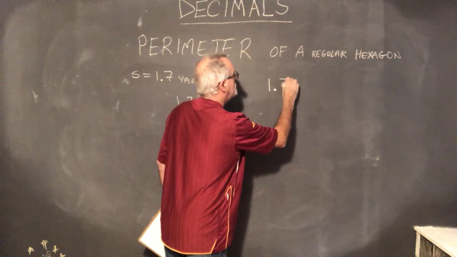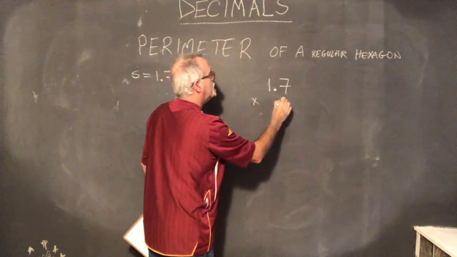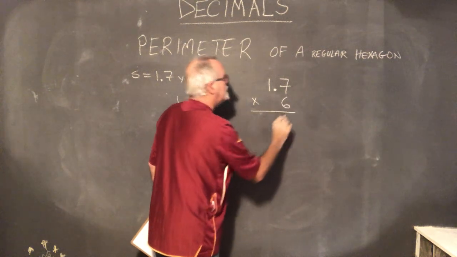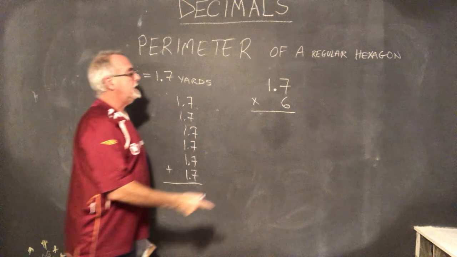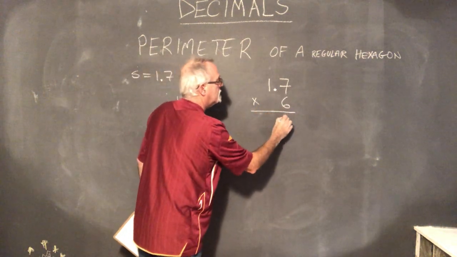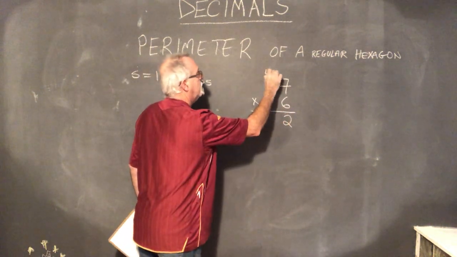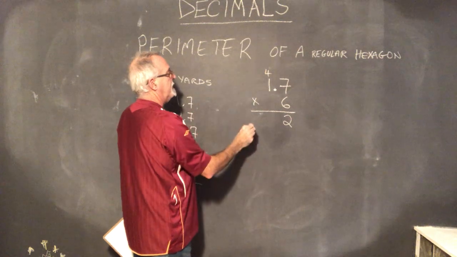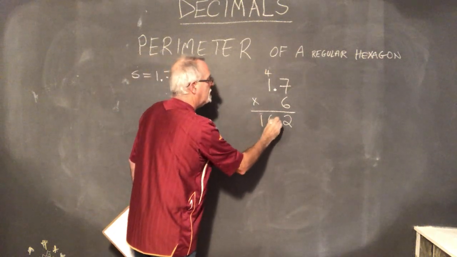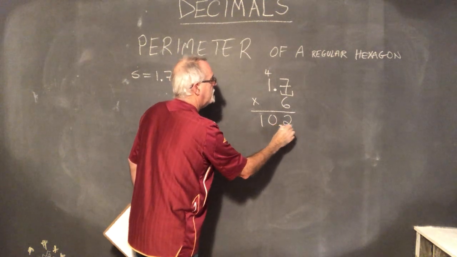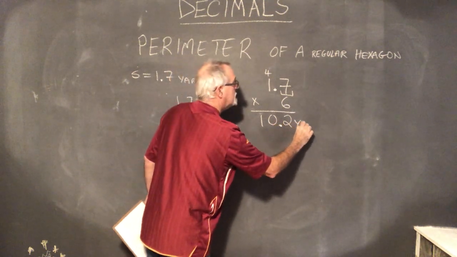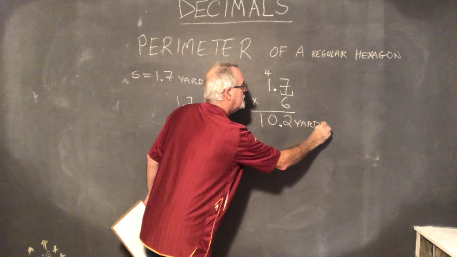Instead, I'm going to do 1.7 and multiply it by 6 because a hexagon has 6 equal sides. And 6 times 7 is 42, so I put the 2 and I carry the 4. 6 times 1 is 6, plus the 4 I carried makes 10. So I have 102. Then I count digits. I need 1. 10.2 yards is my answer.